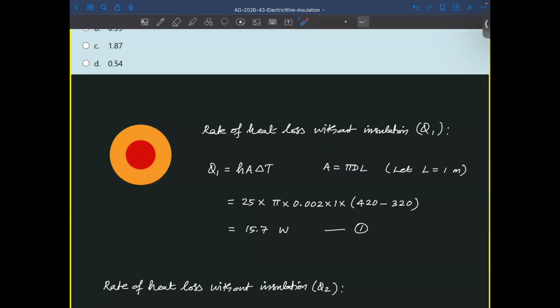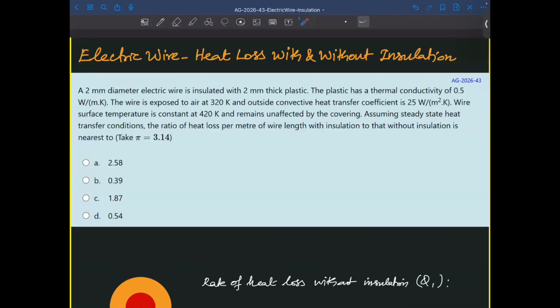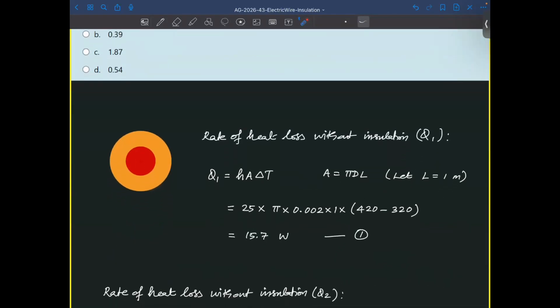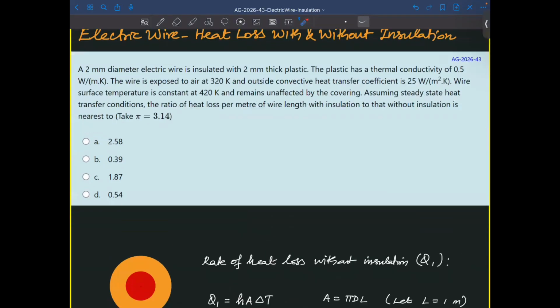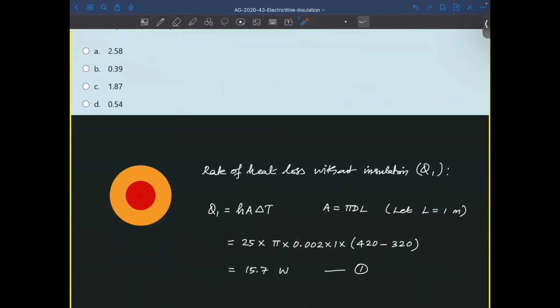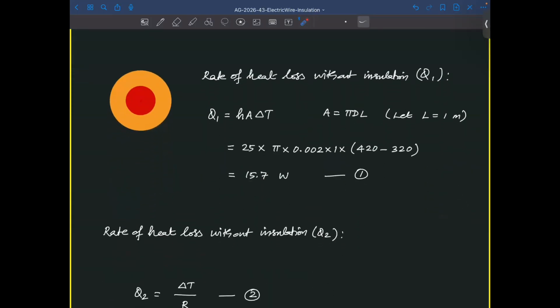The value of pi is 3.14, and the diameter of the wire is 2 mm, so in meters it is this much. L is of course 1 meter. So we can simply get the rate of heat loss without insulation, which is 15.7 watt.